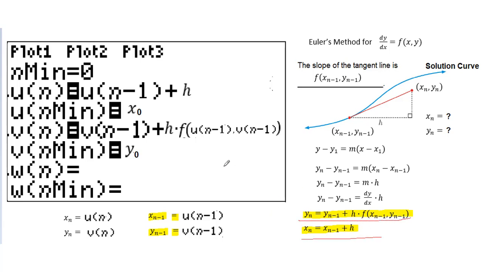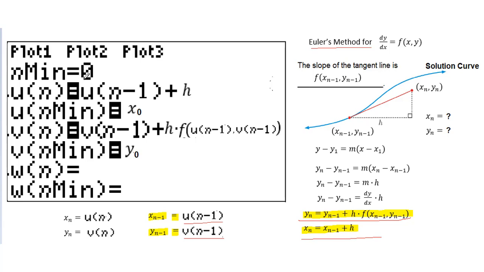When you put it into the graphing calculator, x sub n equals u sub n, y sub n equals v sub n, and x sub n minus 1 equals u sub n minus 1. Y sub n minus 1 equals v sub n minus 1. It's just that in the graphing calculator, for u sub n minus 1, you have to use this way to show it. So when you use Euler's method to estimate the solution of differential equations, you have to put it in this format.